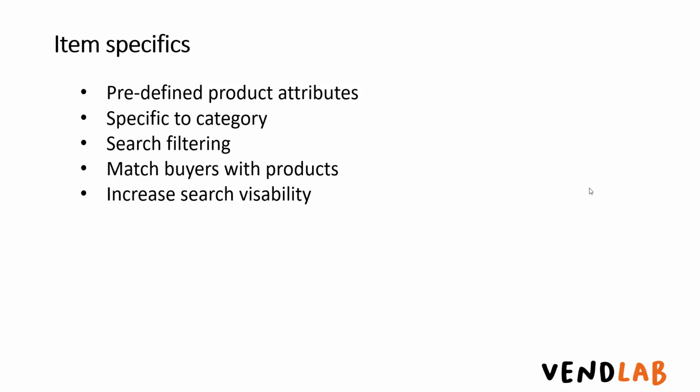Item specifics are additional attributes selected by the seller, which enable eBay to filter product searches to ensure that they match buyers with products that they are looking for. Item specifics can either be predefined, or there is the option for sellers to define their own item specifics. Item specifics are set by category. They are mainly used for search filtering and increase an item's search visibility.